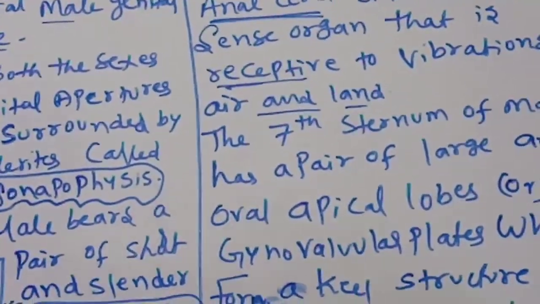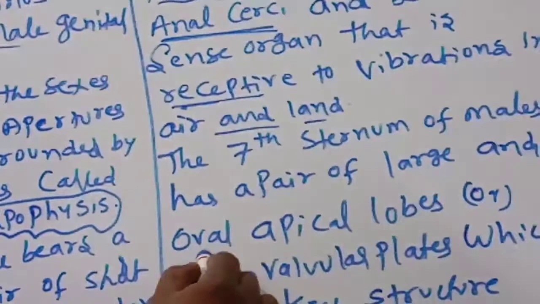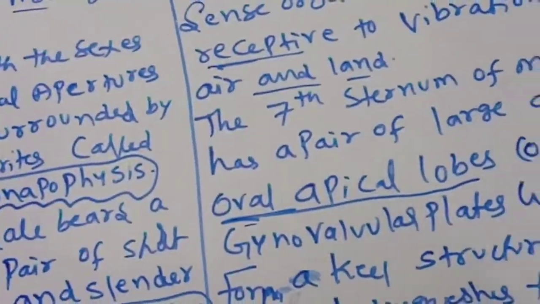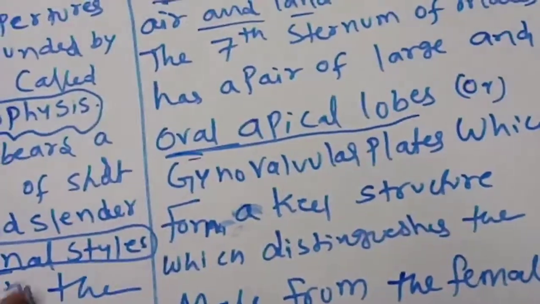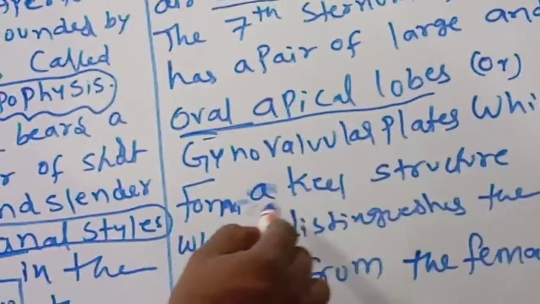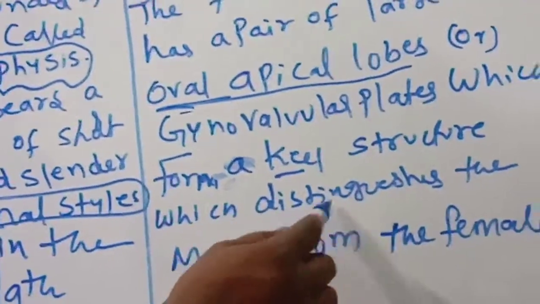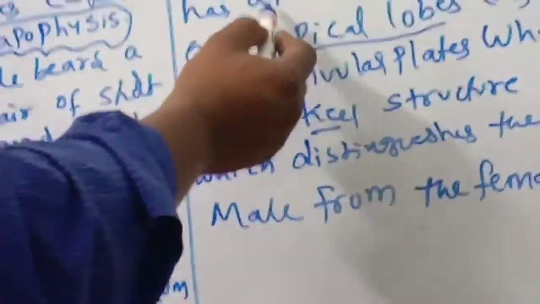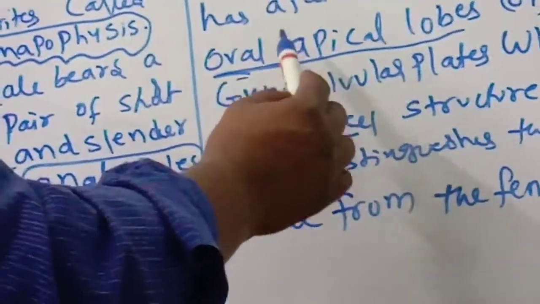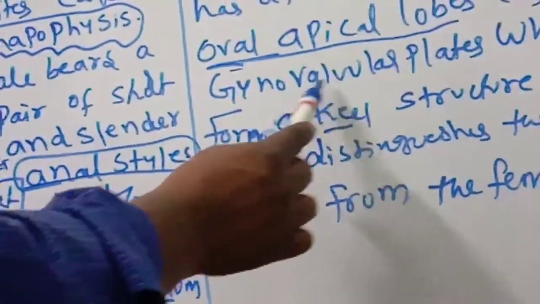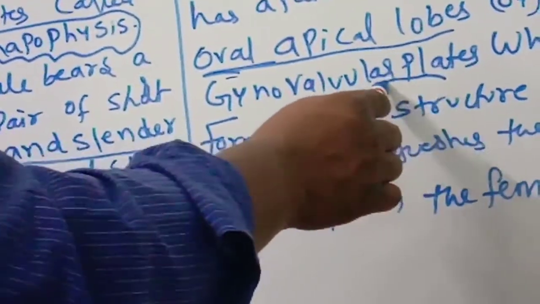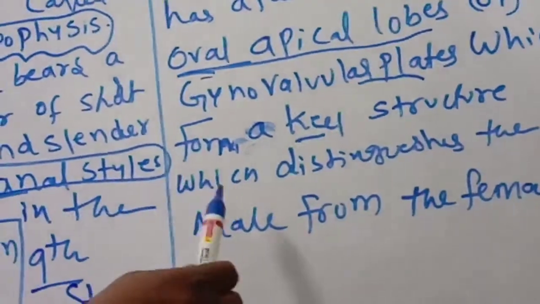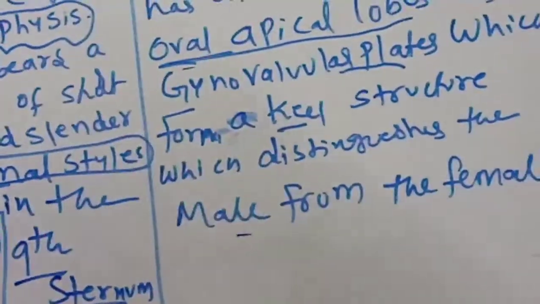The 7th sternum of males has a pair of large oval apical lobes or gynovalvular plates, which form a keel-like structure which distinguishes the male from the female.